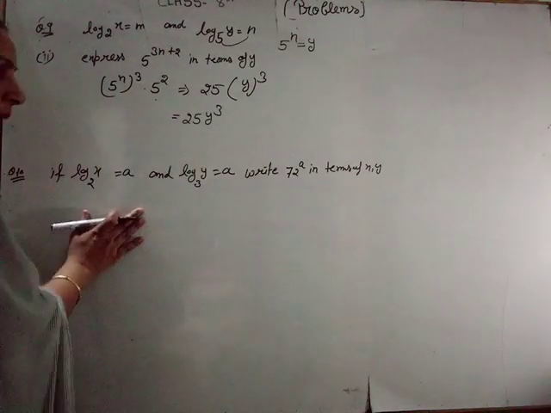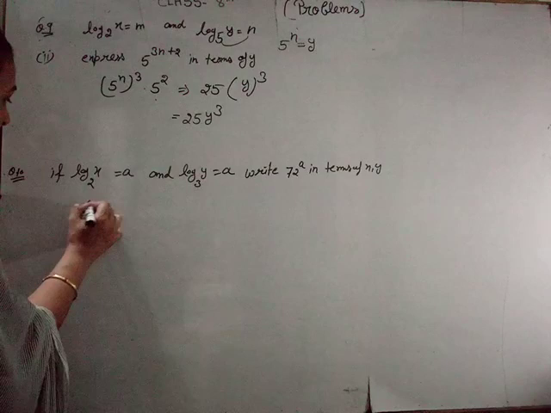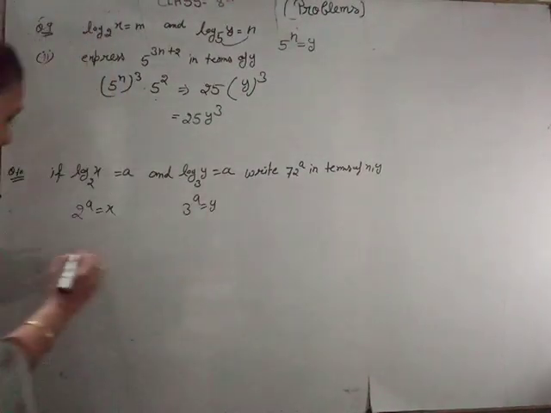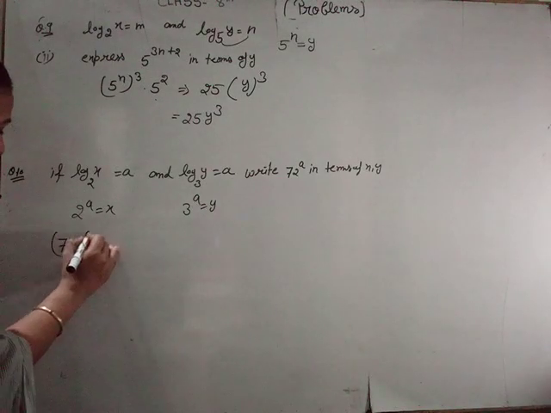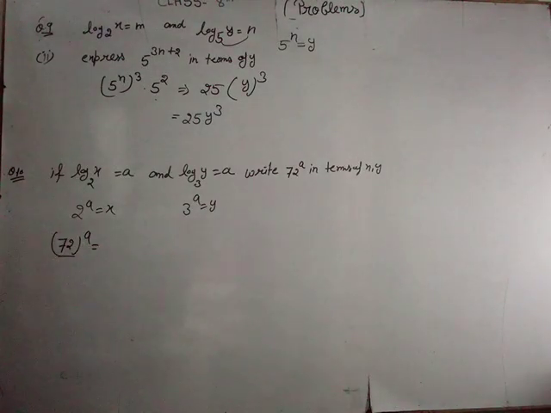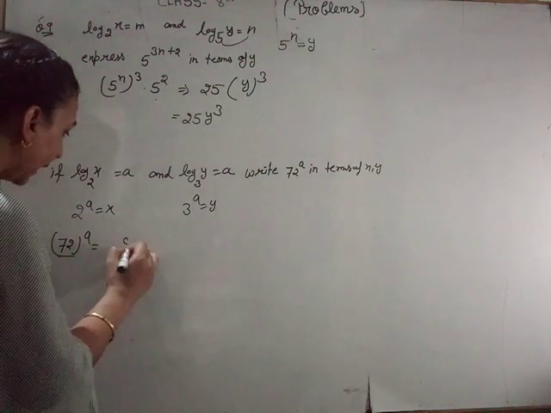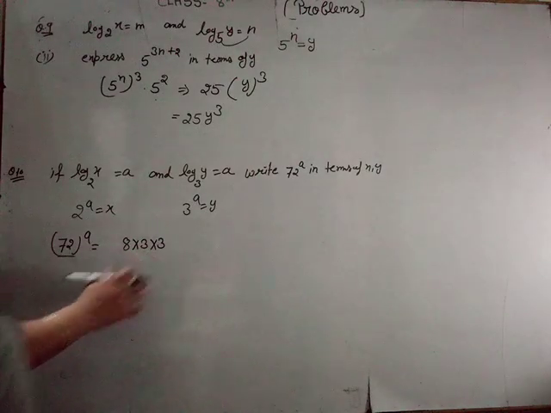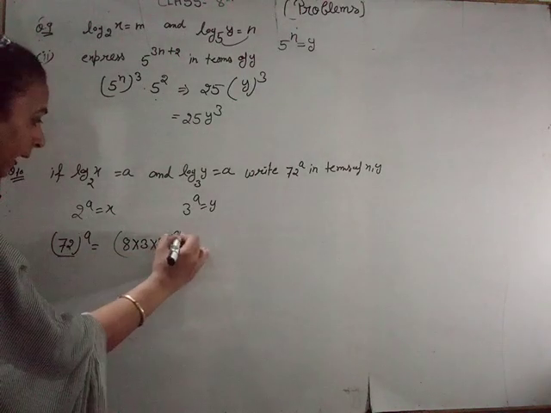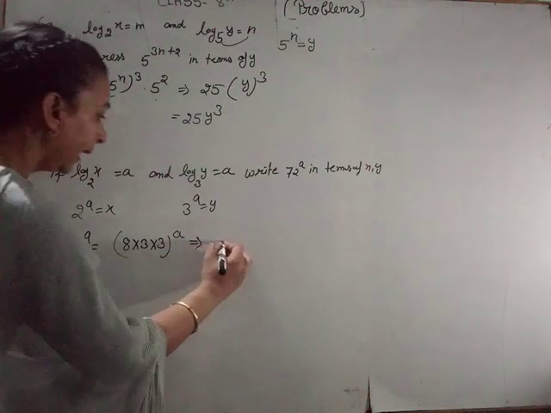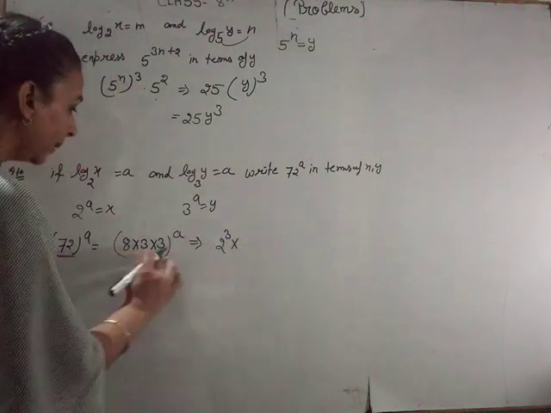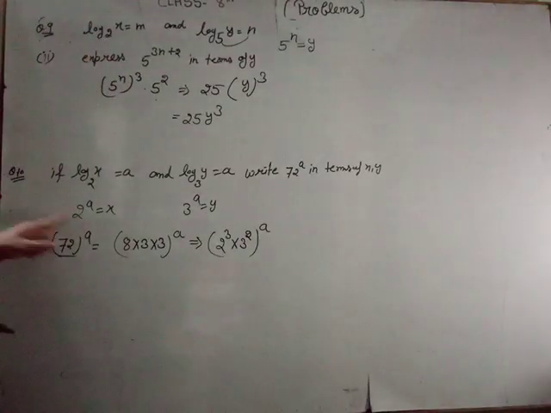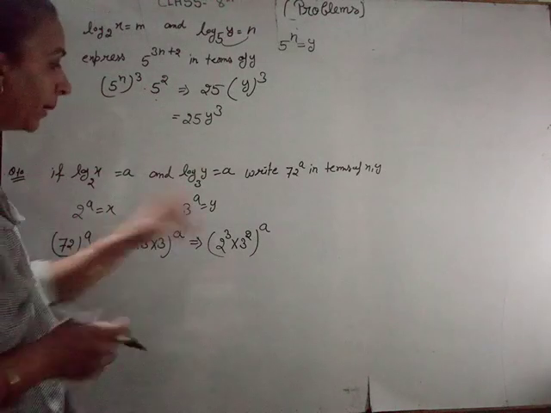First we write both of these in exponential form: 2 raised to the power a equals x and 3 raised to the power a equals y. We take 72 raised to the power a. Student, first we factorize 72. Then we write this as 8 multiplied by 3 multiplied by 3; 8 times 3 is 24, 24 times 3 is 72, raised to the power a. This implies that 8 means 2 raised to the power 3, and 3 multiplied by 3 means 3 raised to the power 2, all raised to the power a. We have the value of 2 raised to the power a and 3 raised to the power a.